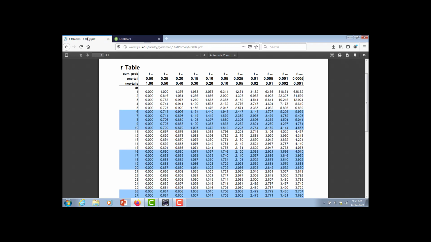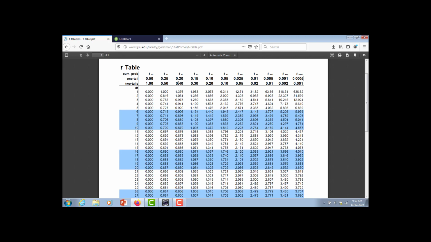So when we go to our t-distribution table, we will be bringing over 3 pieces of information. We'll be bringing over the alpha level, the notion of whether or not it's a one-tailed test or a two-tailed test, and we'll also be bringing over our total degree of freedom.